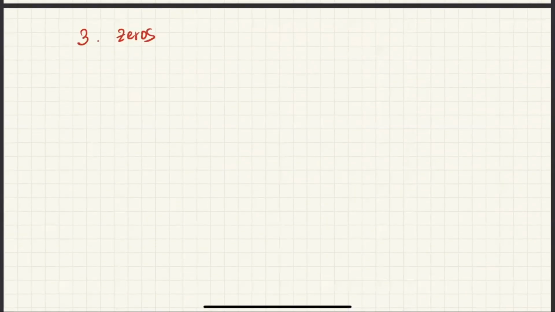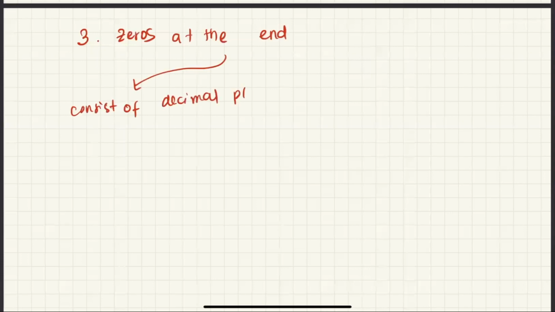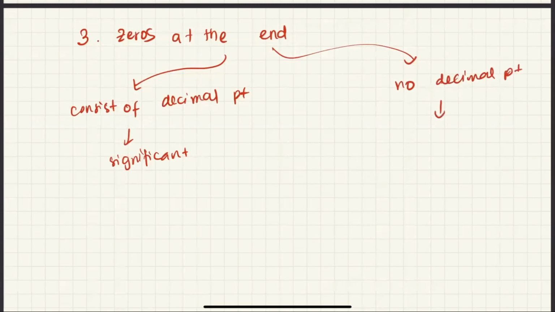Zeros at the end. For zeros at the end, there are two ways to see it. If the zeros at the end come after a decimal point, then that is going to be significant. And if there is no decimal point, then it's going to be not significant.